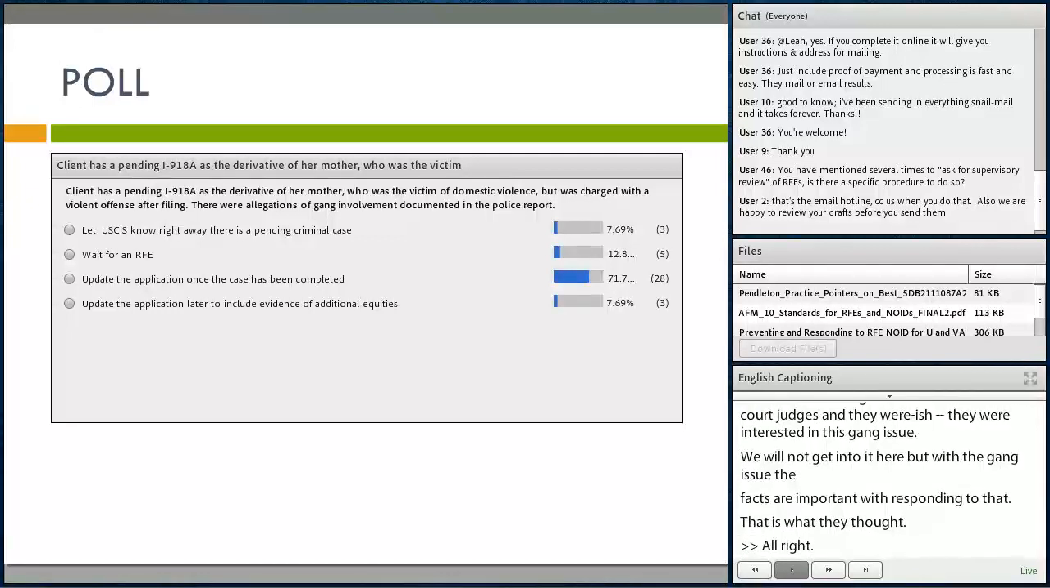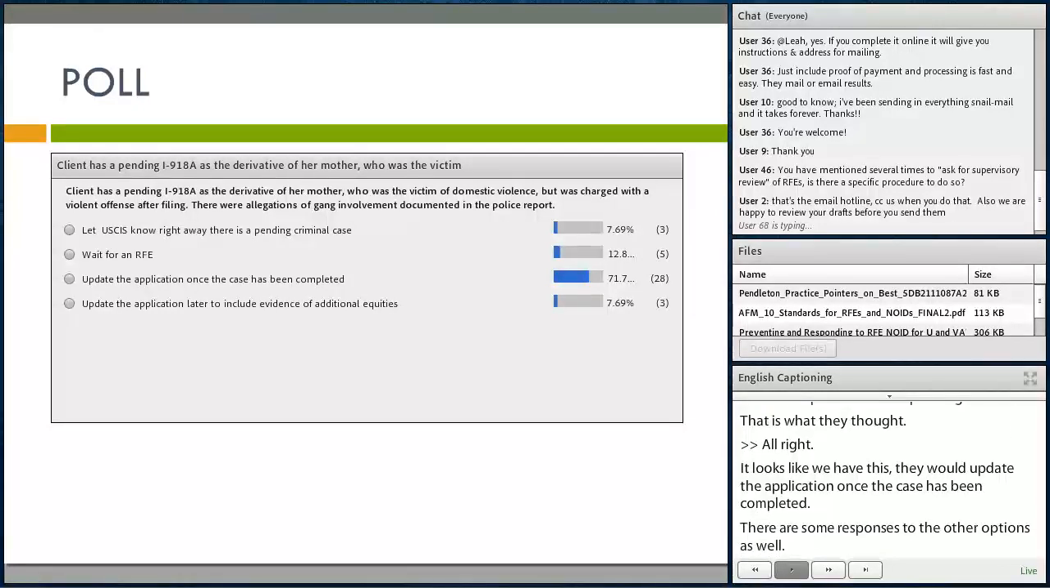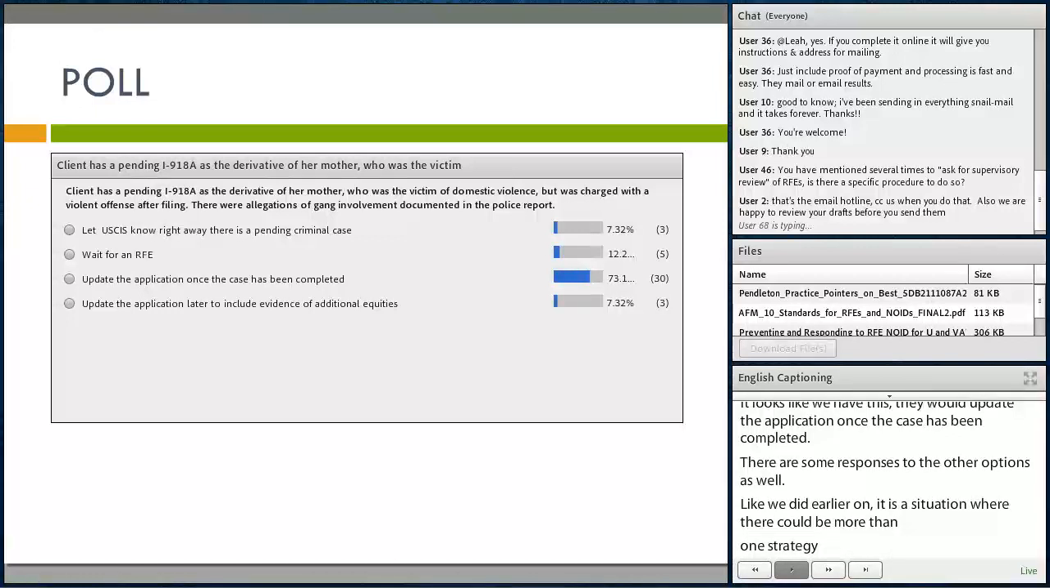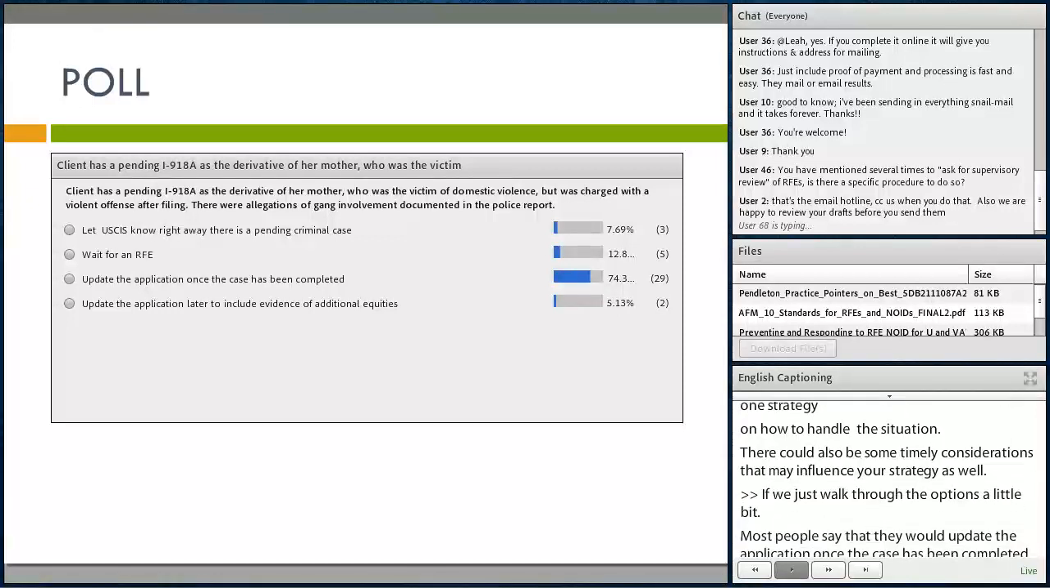All right, so it looks like we've got a quorum here. Most people have said that they would update the application once the case has been completed, and there are also some responses for the other options as well. Like one of the polls we did earlier, I think this is a situation where there could be more than one answer, more than one strategy in how to handle this kind of situation. And there could also be some timing considerations that might influence your strategy here as well. But if we just walk through the options a little bit, most people said that they would update the application once the case has been completed.